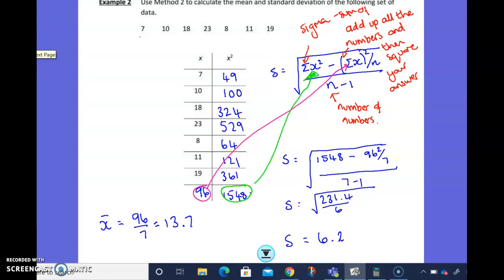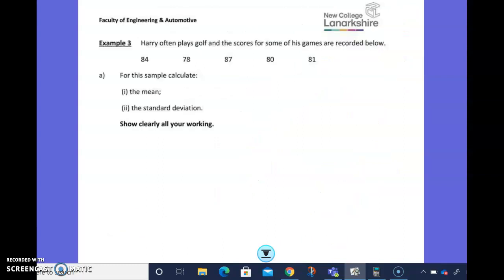The reason that I do teach it as well, I know some teachers don't, is I have found that students are more accurate with this formula than they are with the first one. Once they get the hang of it, they're more likely to get full marks using this formula than the other one. Okay. Third example then, we're going to calculate the mean and standard deviation.